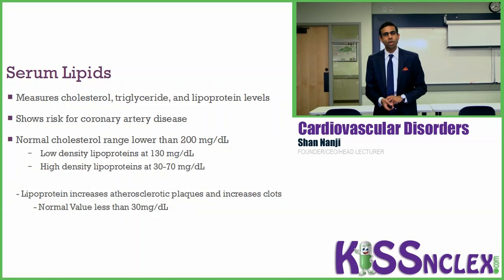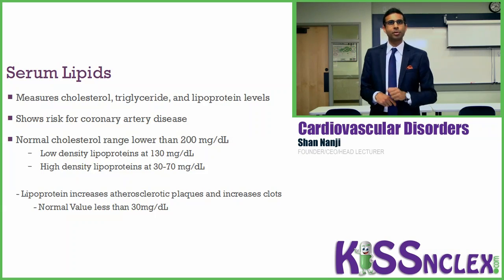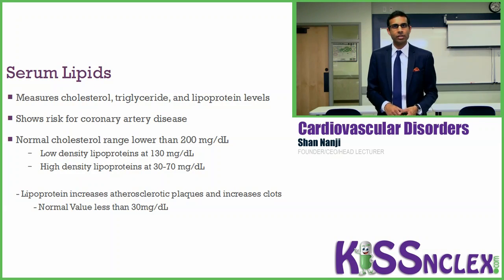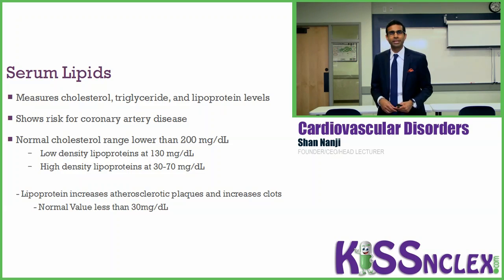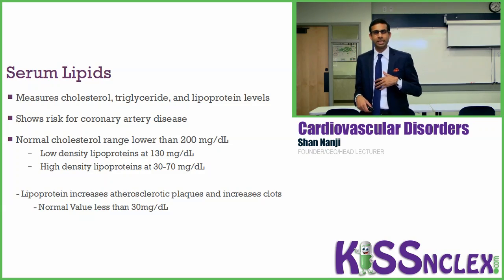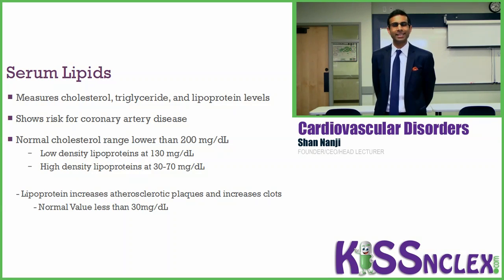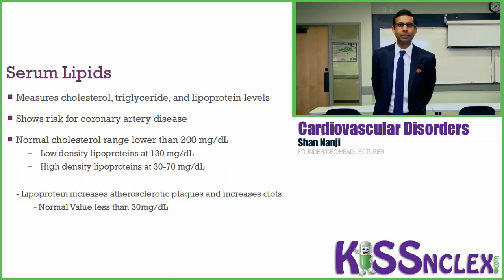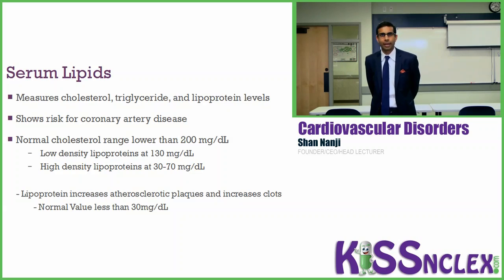In addition to CBCs, you're also going to check serum lipids. And so these lipids are your cholesterols, your triglycerides, and your lipoprotein levels. And this is going to show you and be able to gauge a risk for coronary artery disease. So keep in mind that normal cholesterol range is going to be lower than 200 milligrams per deciliter. Remember, LDL is about 130, HDL is about 30 to 70. Lipoprotein will increase the risk of you developing atherosclerotic plaques as well as increasing clot formation. And normal value for these lipoproteins is going to be around 30 milligrams per deciliter.